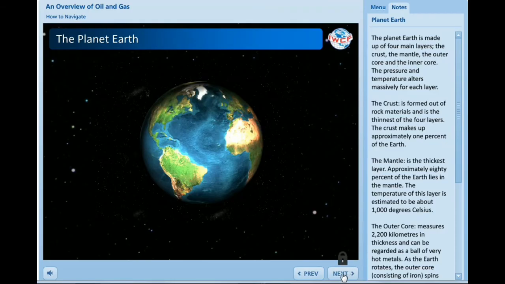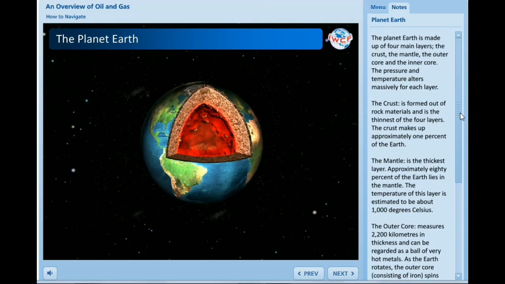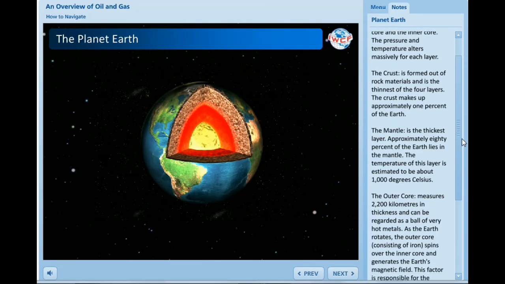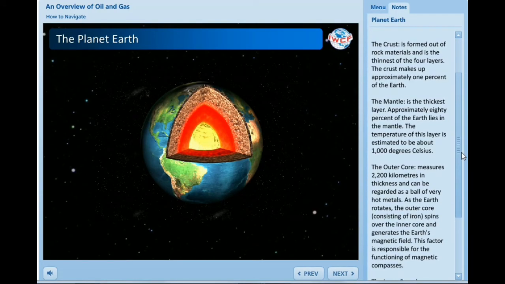The planet Earth is made up of 4 main layers: the crust, the mantle, the outer core and the inner core. The pressure and temperature alters massively for each layer. The crust is formed out of rock materials and is the thinnest of the 4 layers. The crust makes up approximately 1% of the Earth.